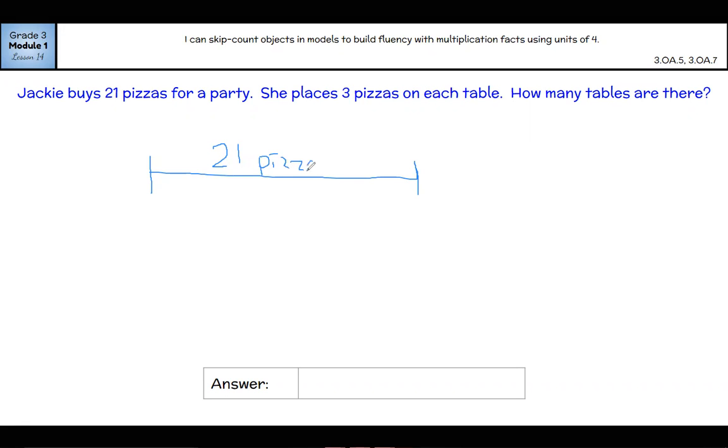And if you have scrap paper, you could do this. And we know that she places 3 on each table. So what we know is the grouping. So that tells me I have 21 divided by 3 equals, okay? So what I don't know is, and we show this like this, I don't know how many groups we have.